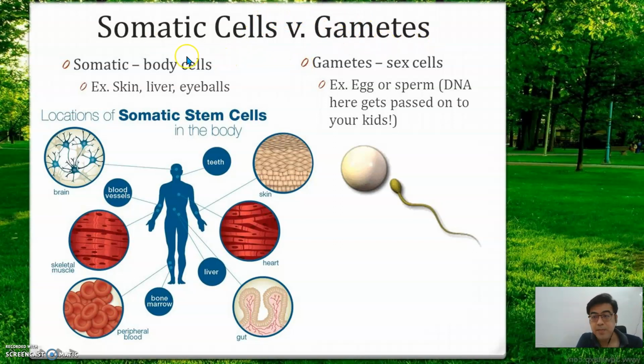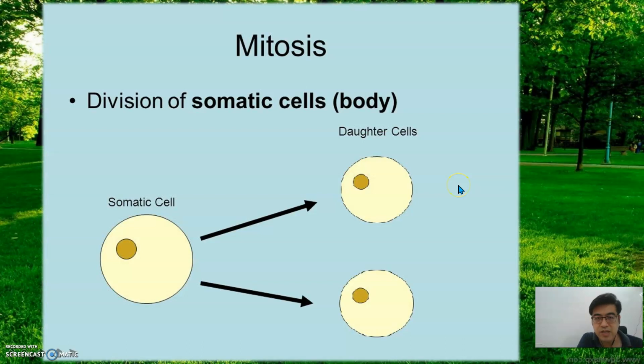So what are they? As you can see here, somatic cells means all the cells in your body. For example, in your skin, your liver, your eyeballs, your brain, skeleton, heart, gut, blood, and every other organ in your body. As long as they are not gametes, which are basically sex cells, which are egg and sperm, they are all somatic cells, and mitosis happens in somatic cells. Okay, so now that you're familiar with what somatic cells and gametes are, let's move on to the next slide.